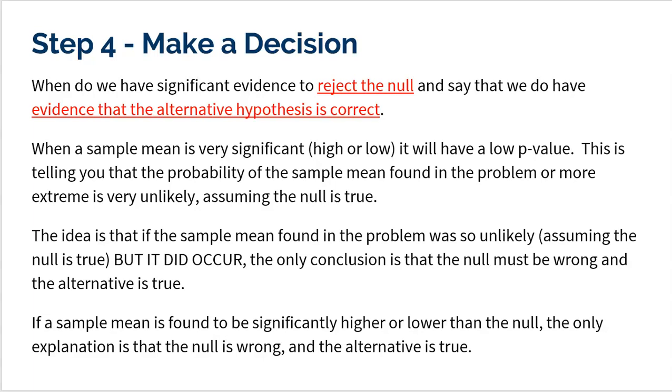The idea is that if the sample mean found in the problem was so unlikely, but it did occur, the only conclusion that we can make is that the null must be wrong and the alternative is true. If a sample mean is found to be significantly higher or lower than the null, the only explanation is that the null is wrong and the alternative is true. The reason is that we just don't believe in those significant things happening. So the only explanation for why something so significant is happening is that this value we put in the center, the null hypothesis, is wrong.